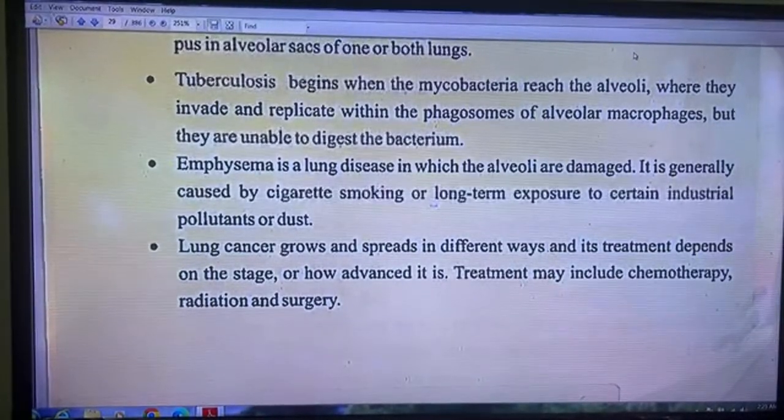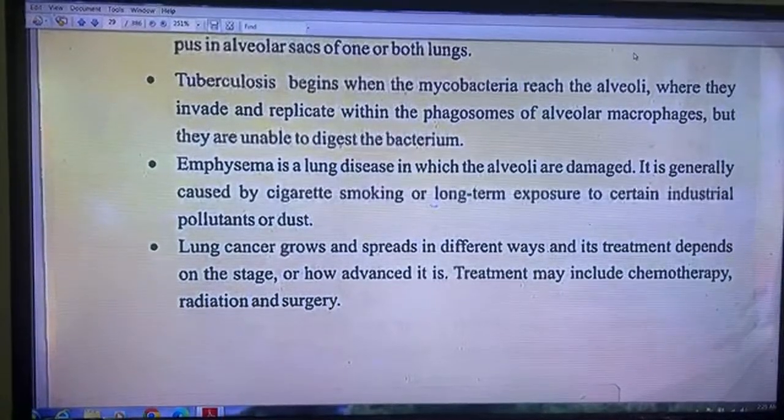Lung cancer grows and spreads in different ways, and its treatment depends on the stage or how advanced it is. Treatment may include chemotherapy, radiation, and surgery.